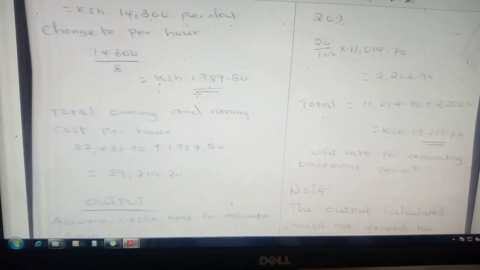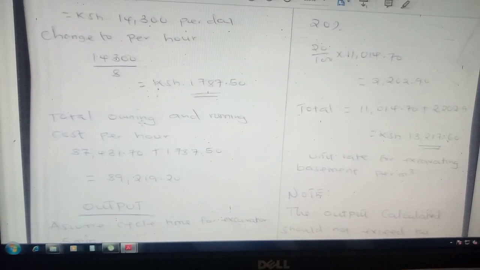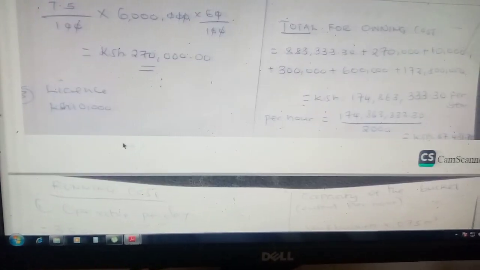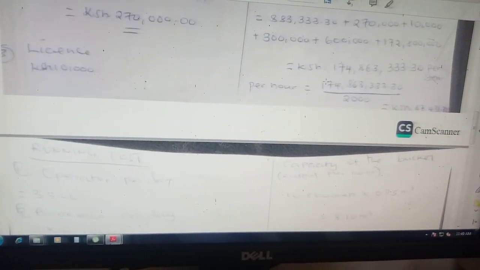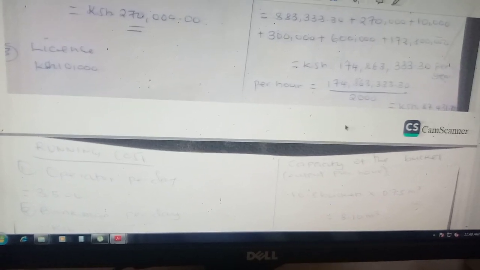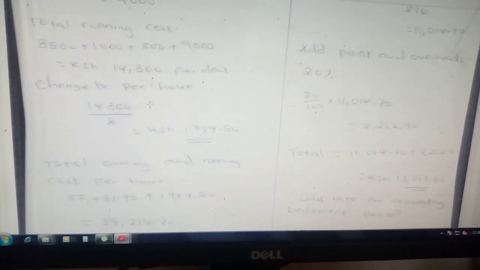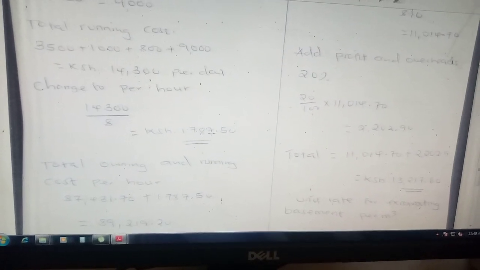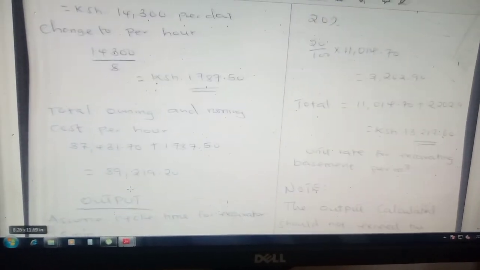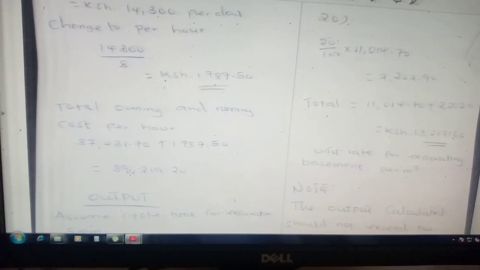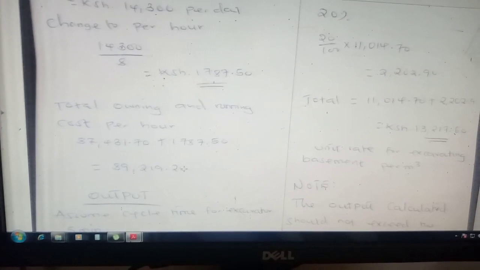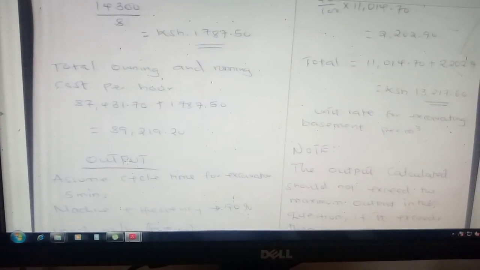So after changing that, you then get the total owning plus running cost per hour, which was the total owning cost we had gotten to be 87,431.70 cents. Then you add it to the total running cost, which is 1,787.50 cents, which you'll then get 89,219.20 cents. So that is the total owning and running cost of that machine.